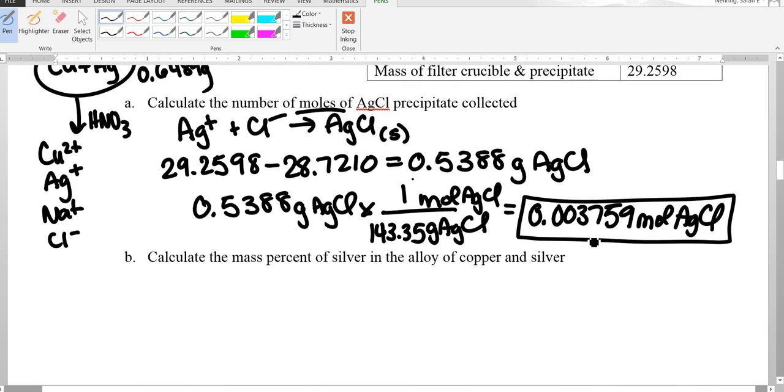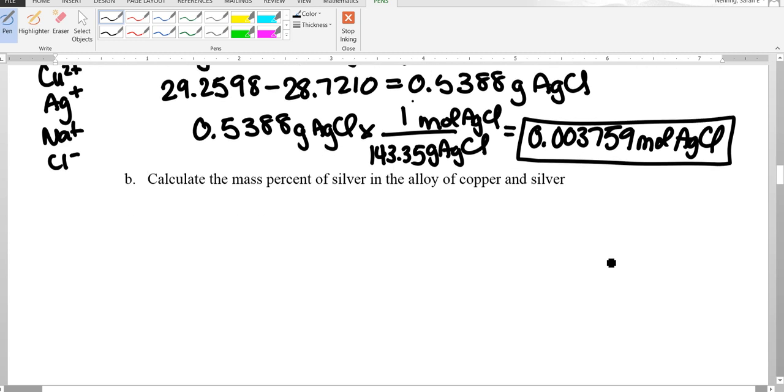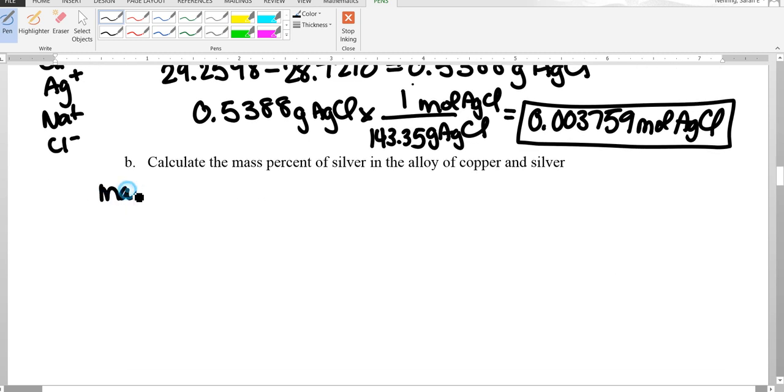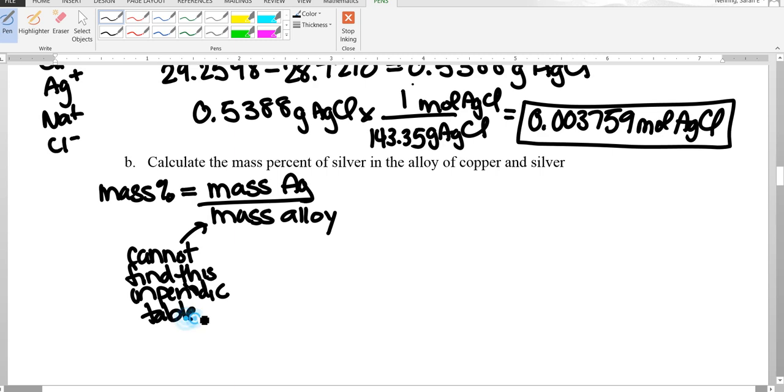Now we're going to think about part B. I want to find the mass percent of silver in the alloy of copper and silver. So remember, mass percent just means mass of the part over the mass of the whole. So I want mass of silver divided by the mass of the whole alloy. Okay. And remember, we do not know a chemical formula of the alloy. You cannot, I'm going to try to emphasize this, you cannot find this on the periodic table. This is an unknown. It is undefined. We don't know what this alloy is.